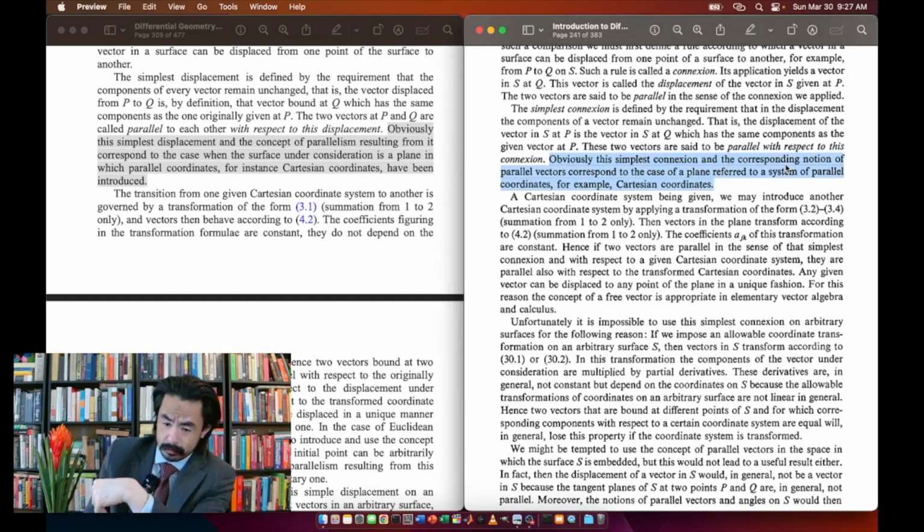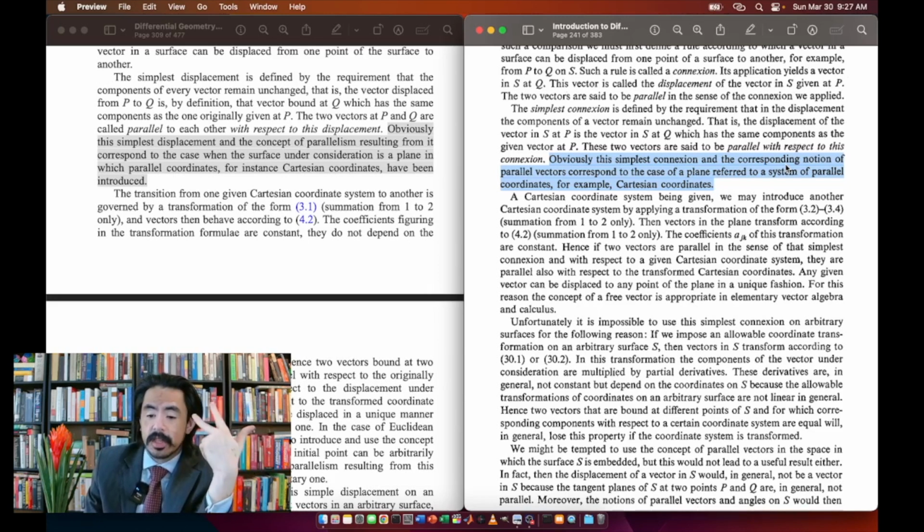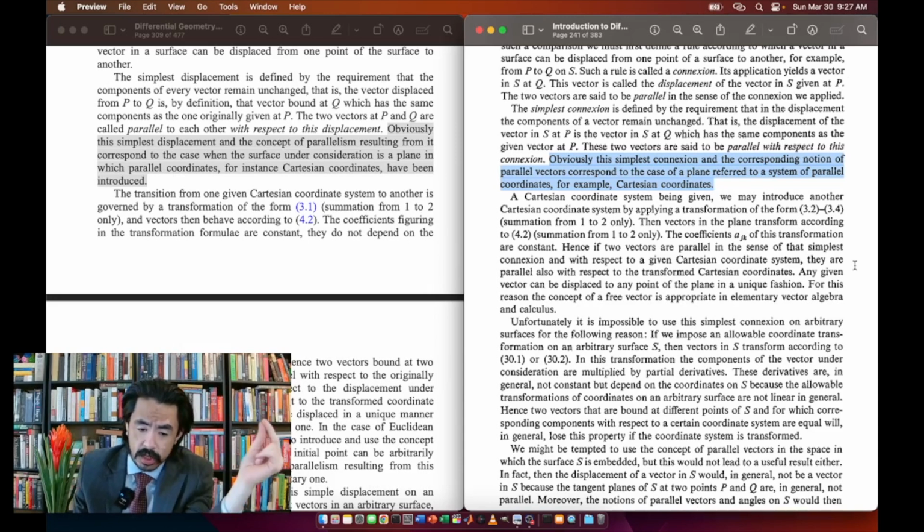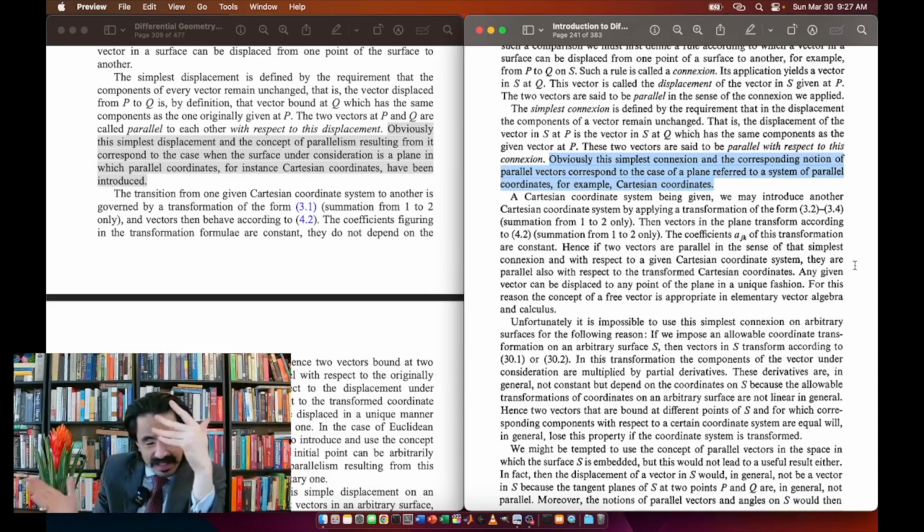So then we have the rewriting here where we have, obviously, we're just keeping that word in there. Obviously, this simplest connection and the corresponding notion of parallel vectors correspond to the case of a plane referred to a system of parallel coordinates, for example, Cartesian coordinates. Still not better. I think I counted it out before, and it's like 5 or 6 words shorter.